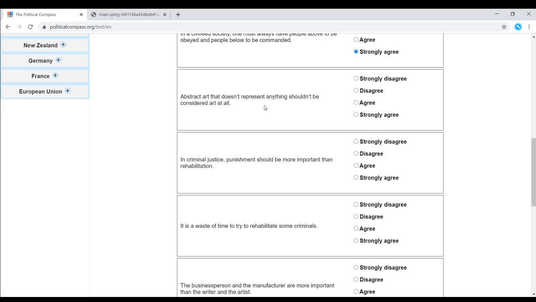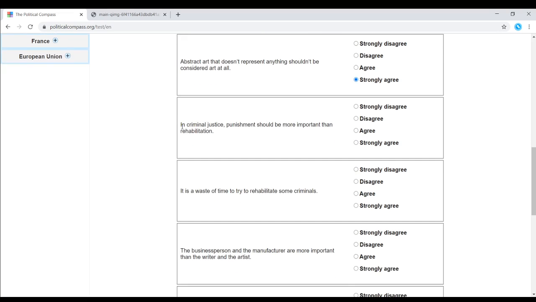Abstract art that doesn't represent anything shouldn't be considered art at all. Yes, I strongly agree. Come to my city. My city is full of very terrible art, and I hate it.